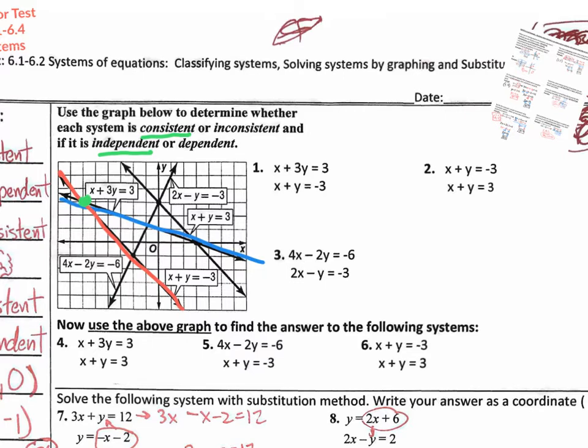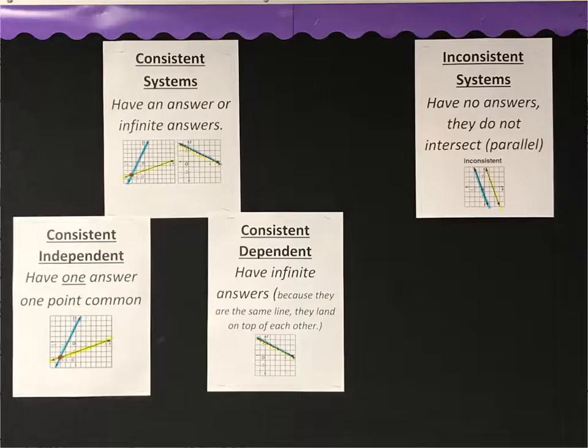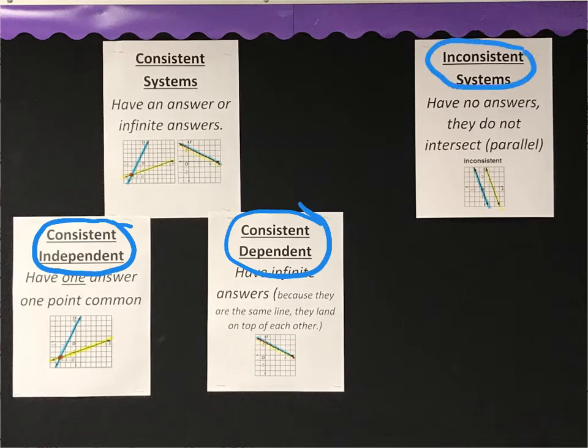Of course, if you need help and you're totally blanking out in class, just look at the board, or I should say wall, not the board. We have this on the wall, and remember, there's only three possible answers for these first three questions. It's either consistent independent, or consistent dependent, or inconsistent. You don't have to put inconsistent system, you could just say inconsistent. Those are the only three options.